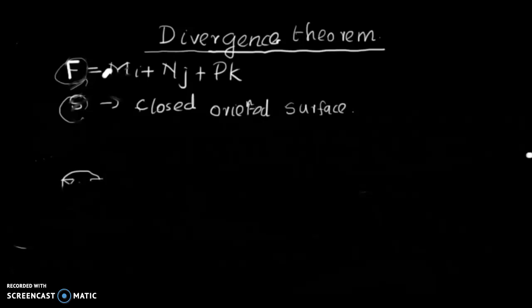In order to define this, first of all we need a vector field capital F, that is Mi plus Nj plus Pk, and we need a closed surface S. S is a closed oriented surface. Closed means all points lie within it, and oriented means a given orientation, a given normal vector field with this.